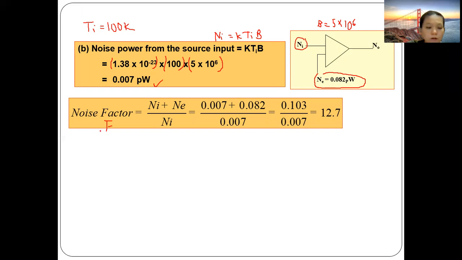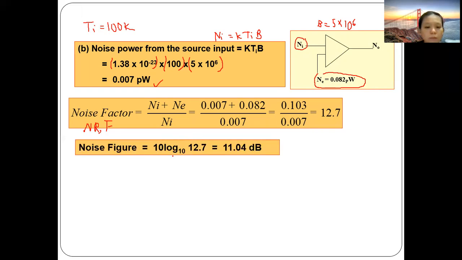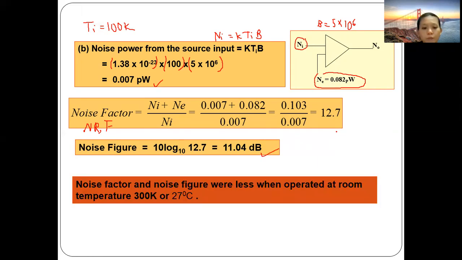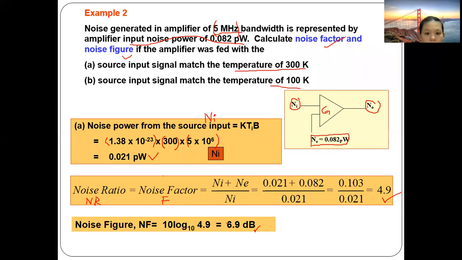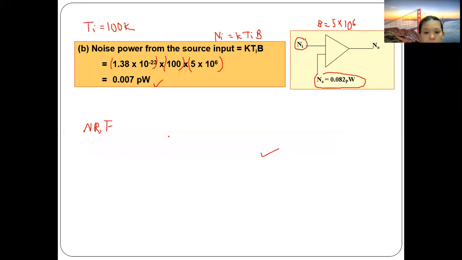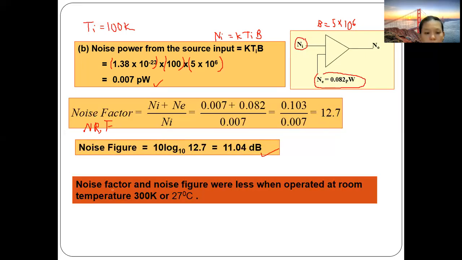This one also can be our noise ratio. Then we calculate our noise figure, which is equal to 10 log 12.7. We have 11.04 dB. Okay, done. From here, by comparing A and B, A is 6.9 dB at room temperature, 300 is the room temperature, and B is at 11.04. So we can find out that the noise factor and the noise figure will be less when operating at room temperature, 300 Kelvin or 27 degrees Celsius, compared to 100 Kelvin.